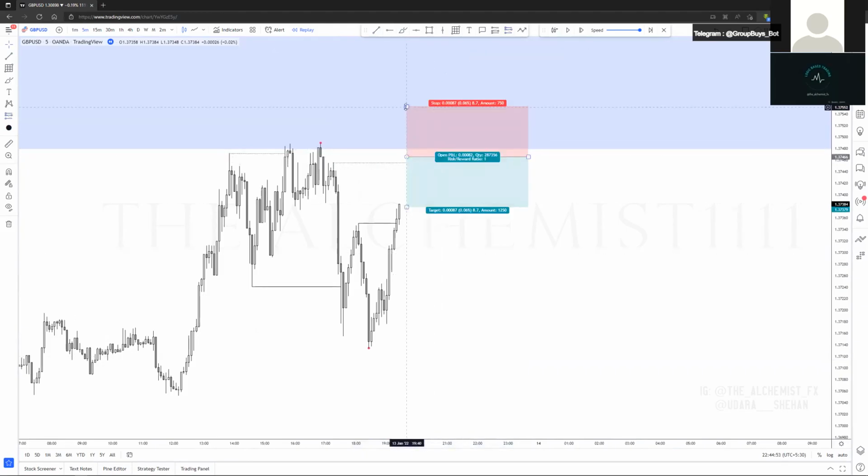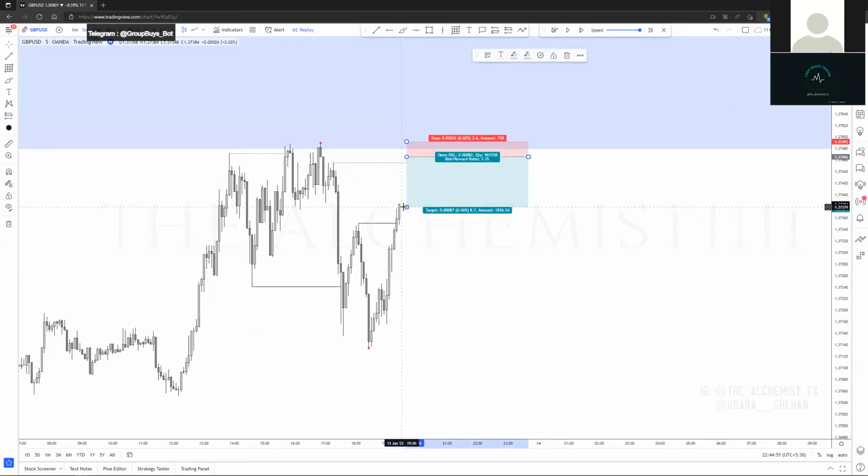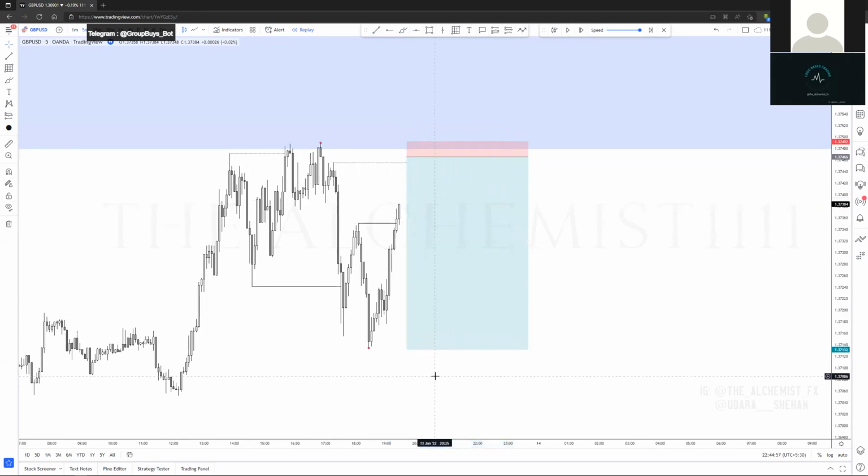Hey, I have a question. Sometimes in the range we have multiple internal range liquidity. So how do you know which one will be taken off?